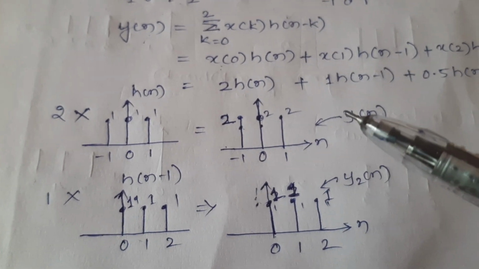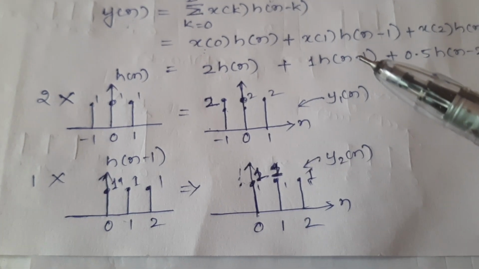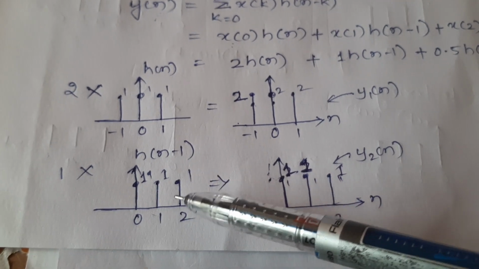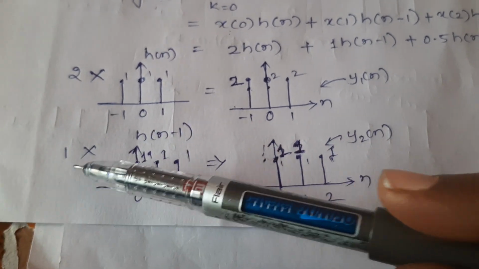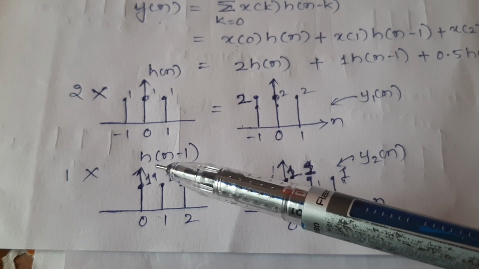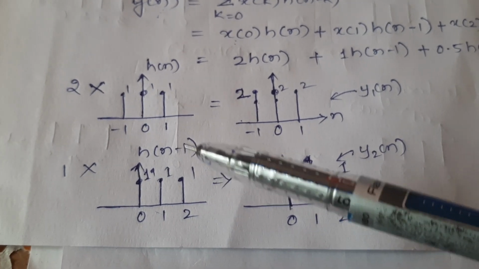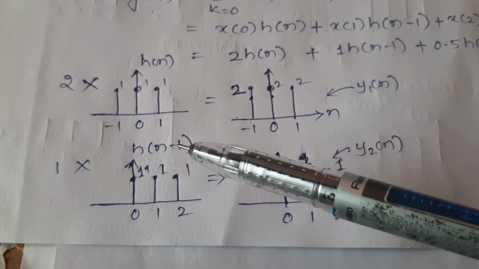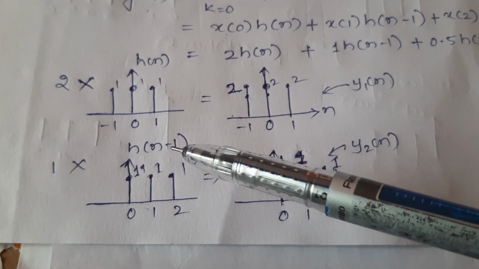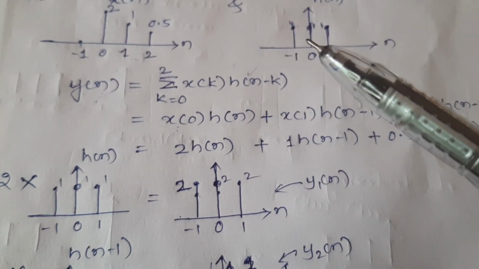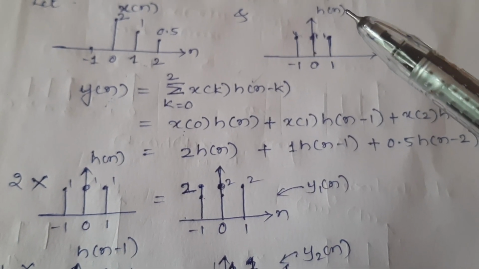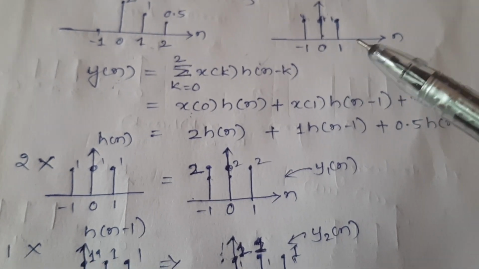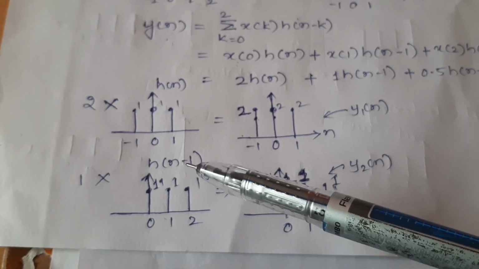Then we need to go for the second: 1 into h of n minus 1, that is 1 multiplied with h of n minus 1. H of n minus 1 we know how to compute. H of n minus 1 is obtained by time shifting the h of n signal by 1 unit to the right. I hope we know how to find h of n minus 1.